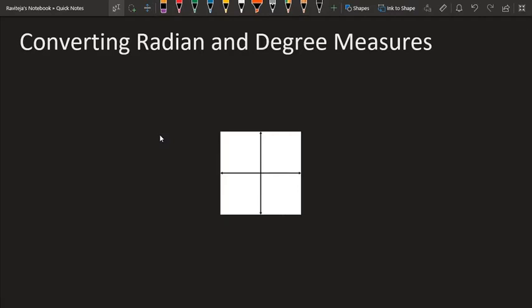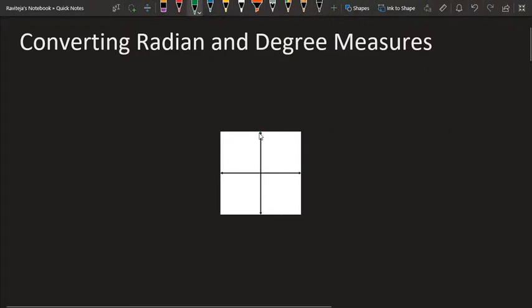Today we'll be learning about converting radian and degree measures. By this point you should know about the unit circle, you should know what these 4 points on its coordinate grid are, and you should know how to draw when given a radian measure or a degree measure. So before we start today's actual lesson, let's go over a little bit of review.